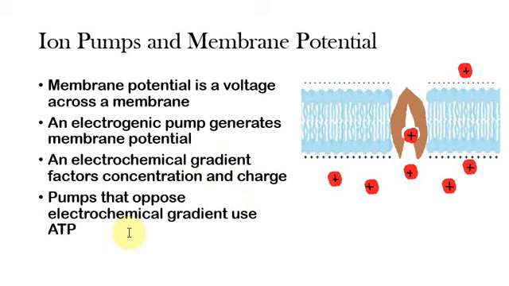So, in a way of restating our active transport, any pump that opposes the electrochemical gradient of that substance will use ATP. This is an extension of our definition using diffusion, where any pump that opposes the concentration gradient will use ATP. The electrochemical gradient is more accurate when we talk about charged substances.